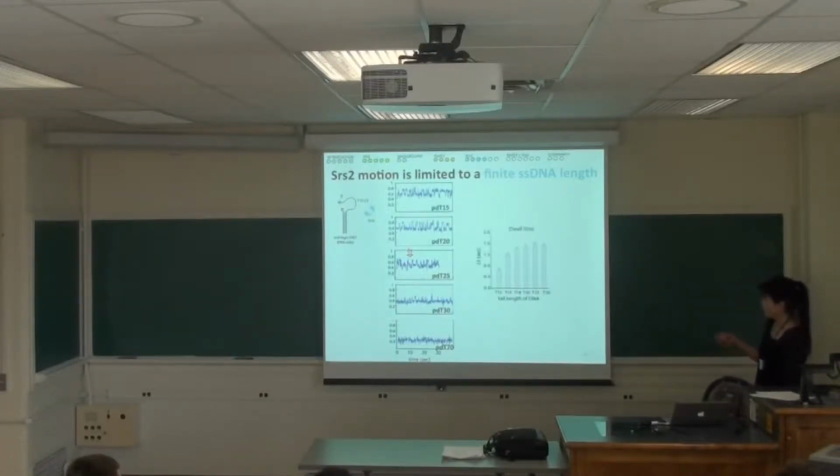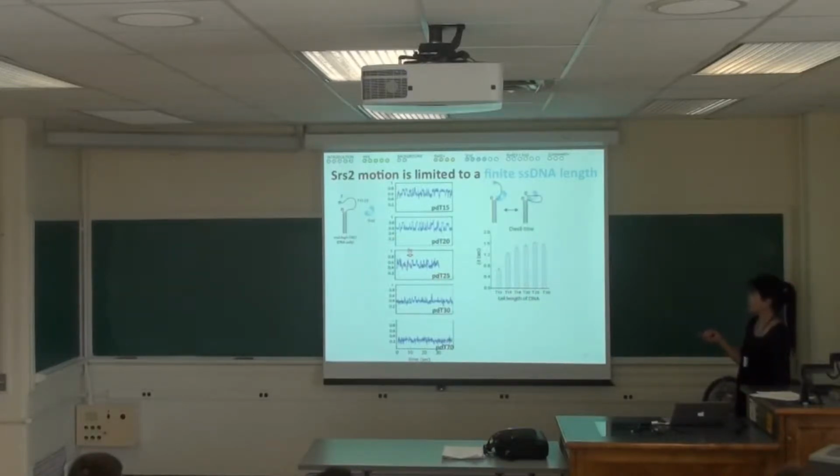And so we took the dwell times for all these lengths. These are tail lengths, and this is dwell time. You can see that there is a length dependence up to a certain level, and then there's a plateau, which again tells us that it is acting on a finite length of DNA.